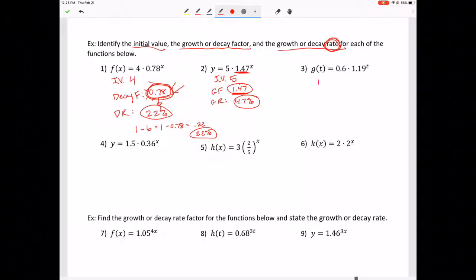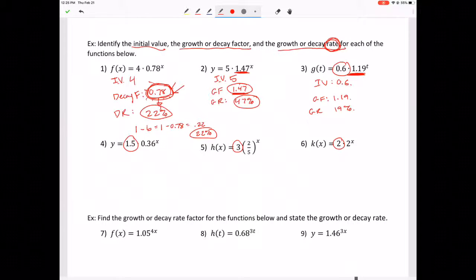All right, so the initial value for all of these is just these values. You just want to write them down. Don't just circle them, right? IV 0.6 or something like that for all of those. And then we'd want to see, is this growth or decay? It's greater than 1, so it's growth. The growth factor is going to be 1.19, and the growth rate will be 19%.